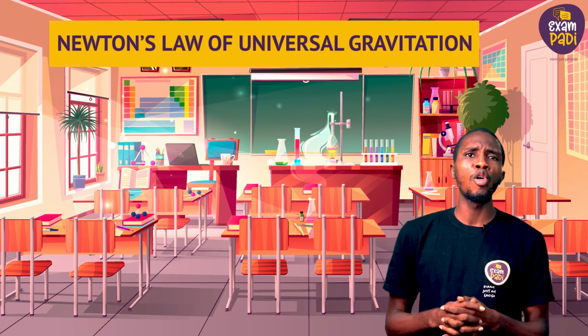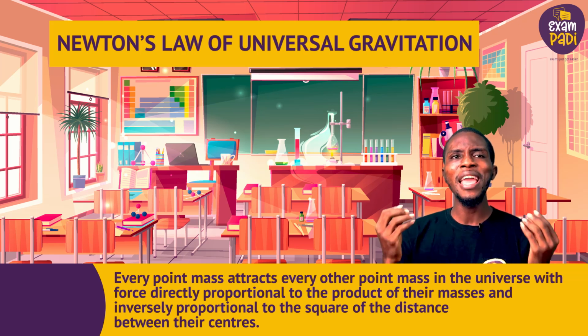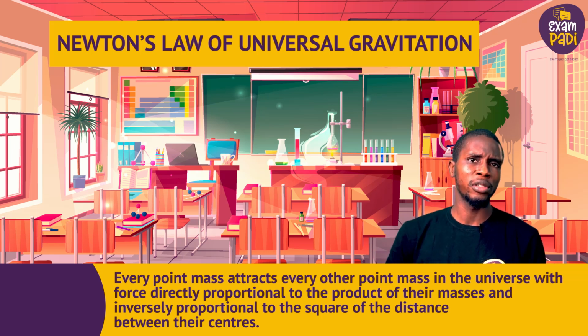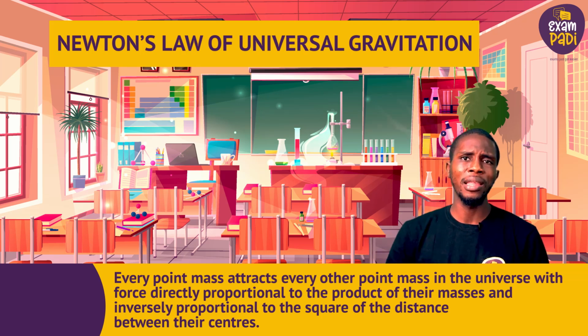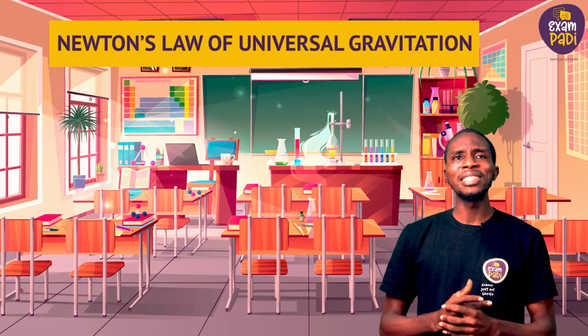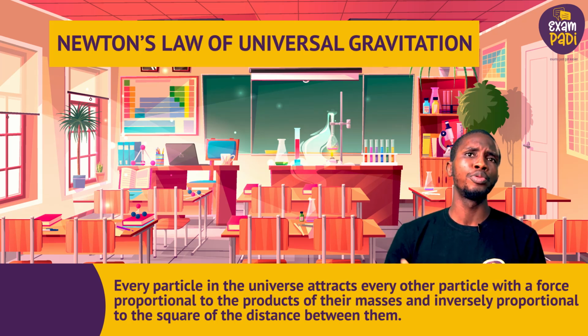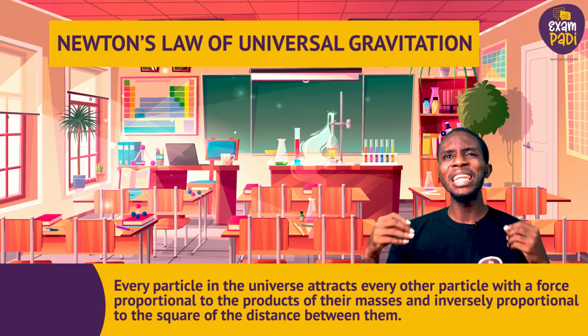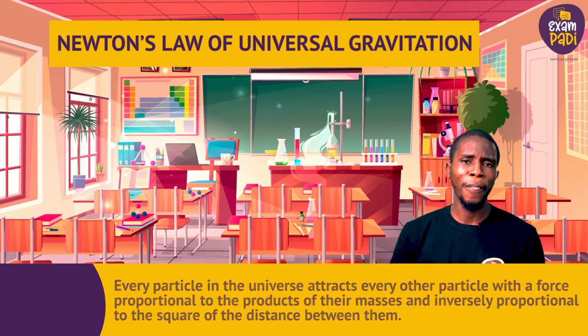According to Isaac Newton's law of universal gravitation, every point mass attracts every other point mass in the universe, with a force directly proportional to the product of their masses and inversely proportional to the square of the distance between their centers. It also states that every particle in the universe attracts every other particle with a force proportional to the products of their masses and inversely proportional to the square of the distance between them.